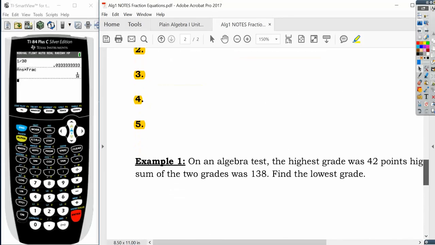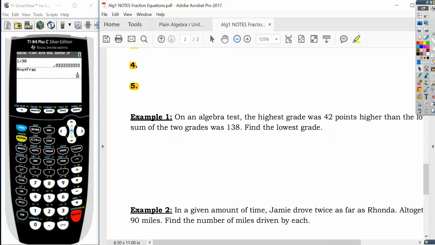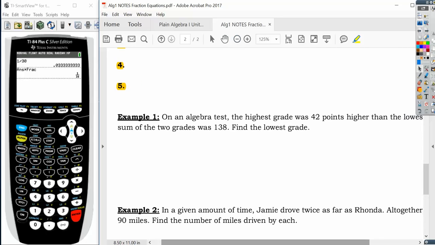So if I look at some of these examples, it says, On an algebra test, the highest grade was 42 points higher than the lowest grade. The sum of the two grades was 132. Find the lowest grade. So I don't really have any useless information in this problem because this word problem is not very long.